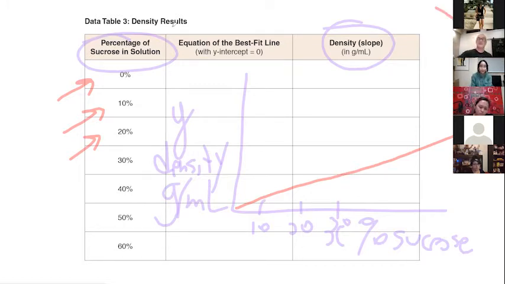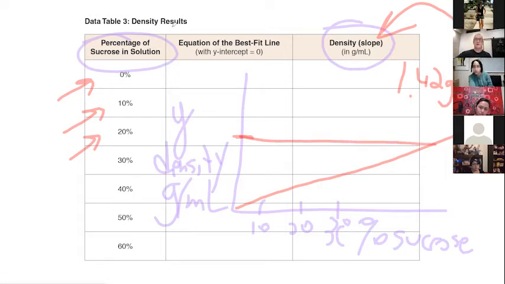Then once you have the density, let's say your density is 1.42 grams per mil. Let's say that's what you got. So now all you need to do is go up here to wherever 1.42 grams is on your plot, go across to where 1.42 crosses X and then go straight down. And you see that, wow, 1.42 grams, that's a lot of sucrose. That's like 55% sucrose. I don't know what drink that would be, but that would be pretty intense.